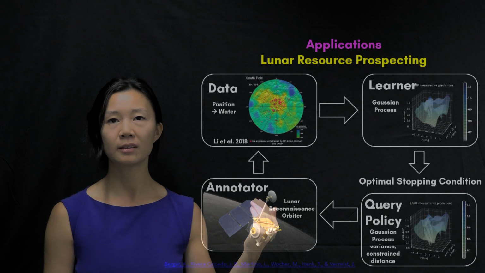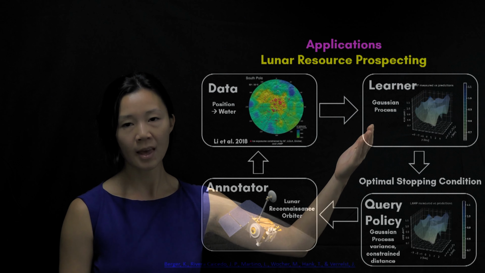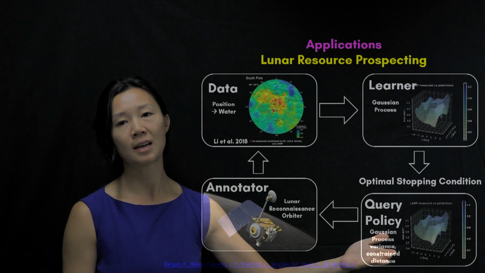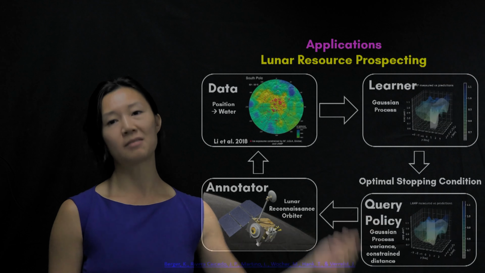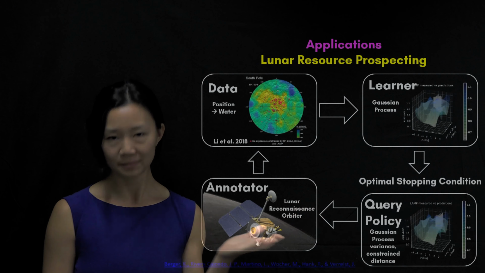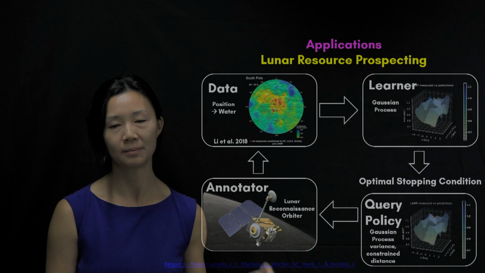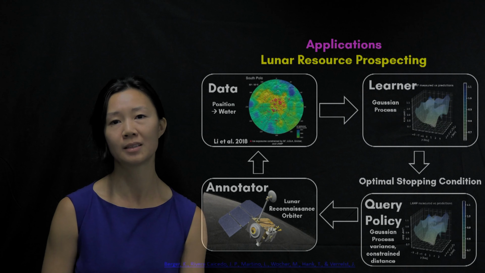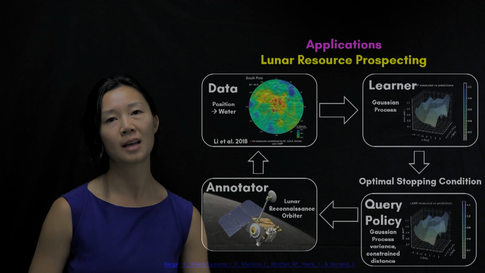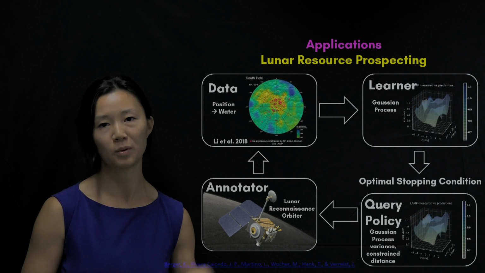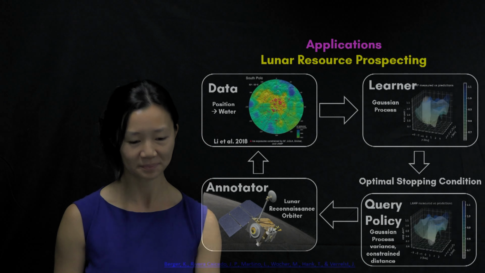The way we chose to learn this distribution was with a Gaussian process. And the query policy that we decided to implement was an uncertainty sampling query policy. We're using that Gaussian process variance to select where LRO should sample next. And you can find more at this link at the bottom. I chose to open with this application because I'm familiar with it, but this is one of the simplest implementations of active learning possible, where the Gaussian process is not only the learner, but also the query policy.